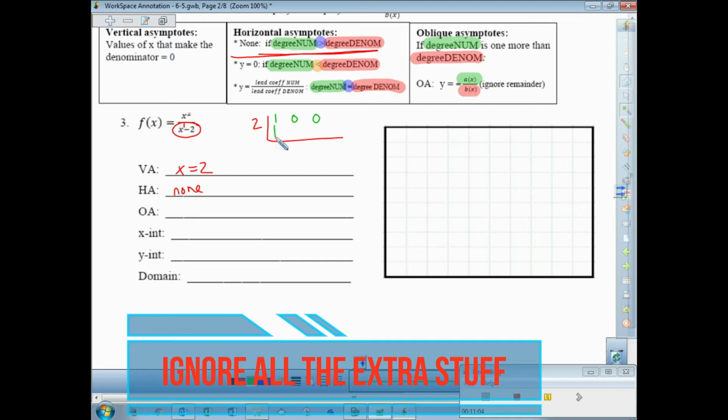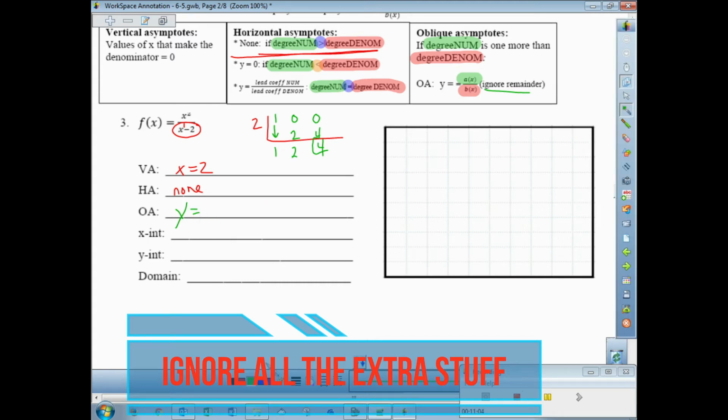Now let's synthetically divide. 1 comes down, that'd be a 2. 2 comes down, that'd give you a 4, and you'd get remainder 4. The remainder means nothing to us, right? It even tells you right here, please ignore the remainder. Who cares what you get? The equation of your oblique asymptote will be y equals.